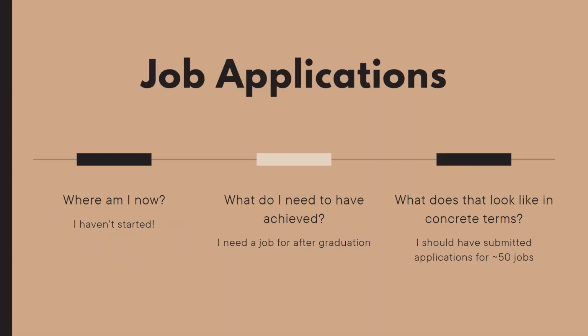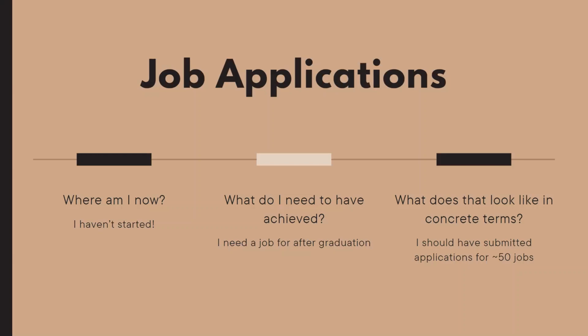Job applications may seem a little more abstract. Where am I now? At the beginning of the semester, I have not started applying for jobs. I do not have a job, and I need one for when I graduate. So what is it that I need to have achieved? I need that job. What do we want that to look like in concrete terms?